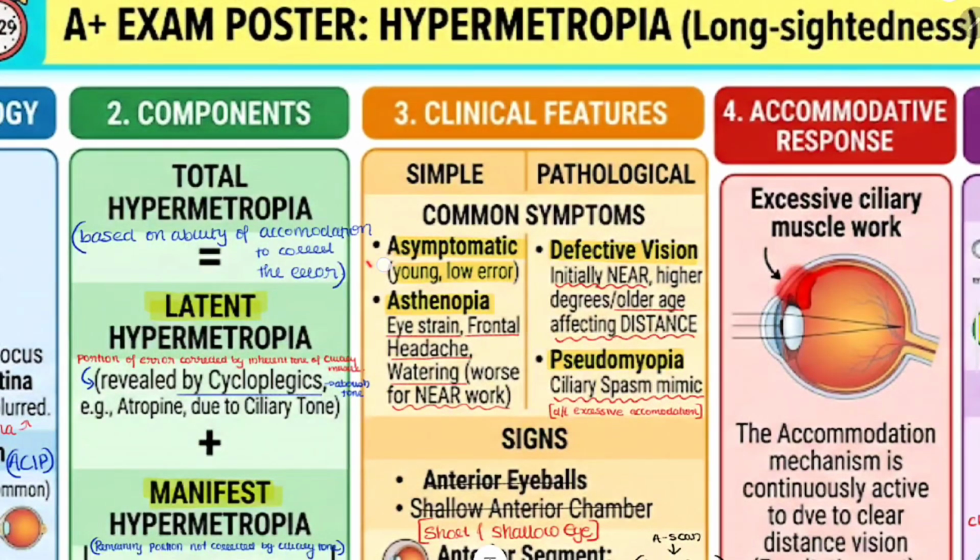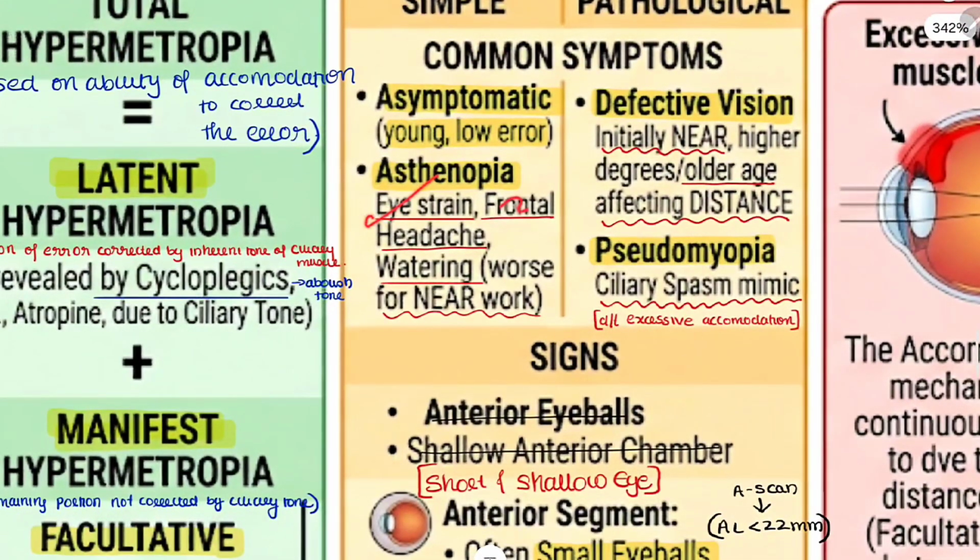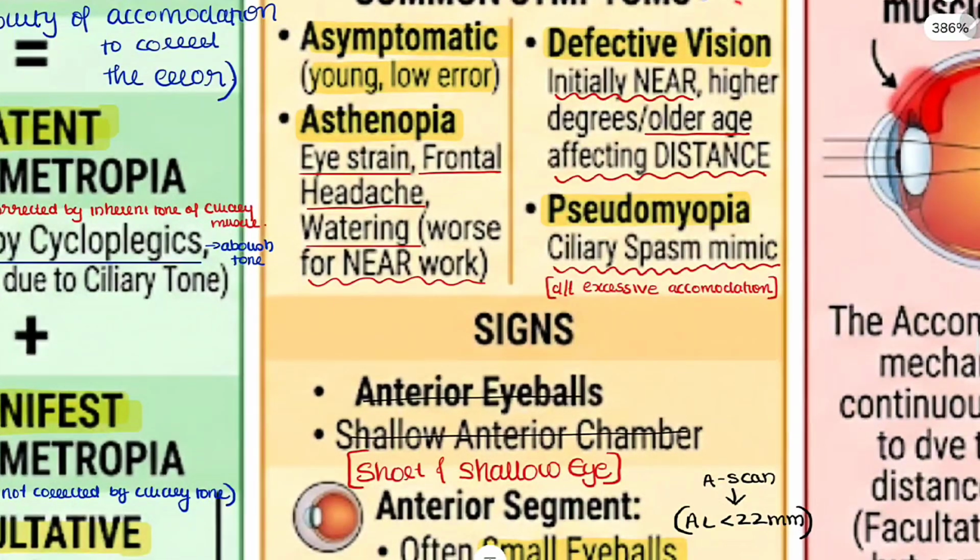So the common symptoms are, first, it can be asymptomatic, that is in young people with low error, there are no symptoms, people will see as normal as they are. And then there can be asthenopia. What is asthenopia? There will be eye strain, frontal headache and watering while doing near work. So a person trying to read will start getting frontal headache, watering in the eye and also eye strain. So that is asthenopia.